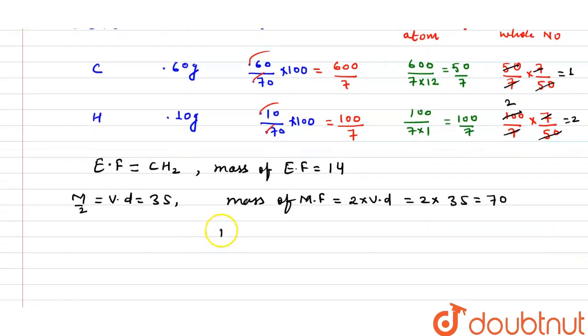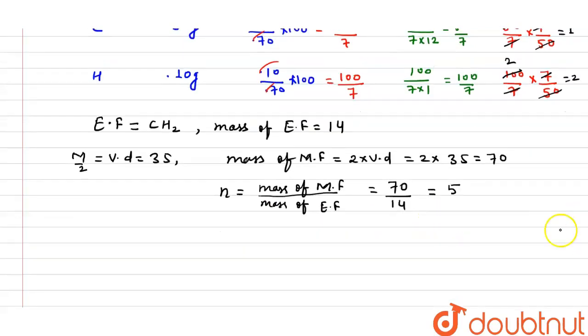After that we have to find the index n, and that is equals to mass of molecular formula divided by mass of empirical formula. So 70 is a mass of molecular formula and 14 is a mass of empirical formula. This will get cancelled out by the 5 times. So index is n equals 5. So in the final step, we can find the molecular formula, and that will be equals to index into empirical formula. So that is 5 times of this value. So this becomes C5H10. So this will be the molecular formula.